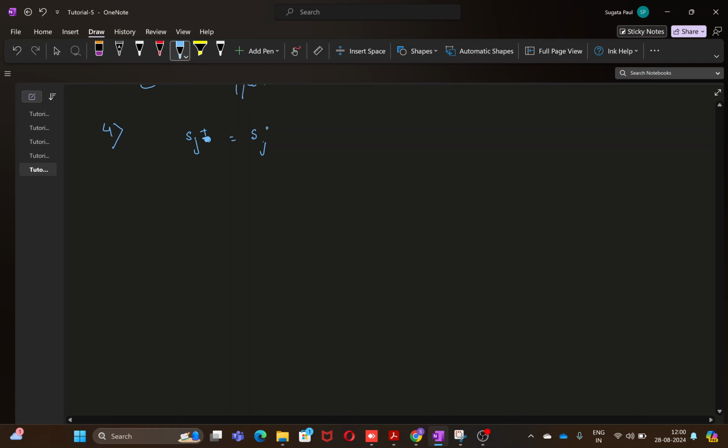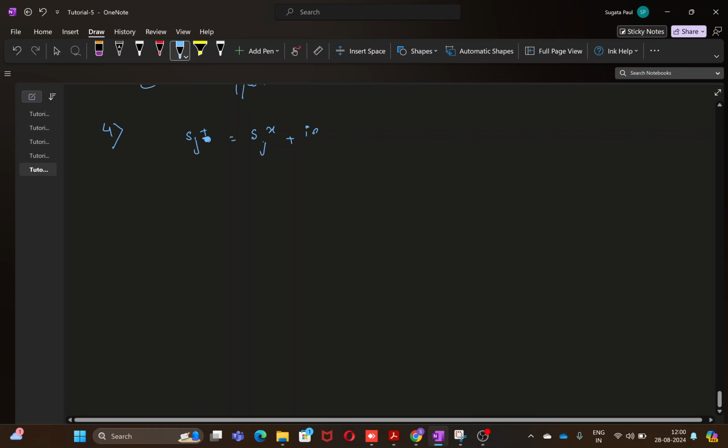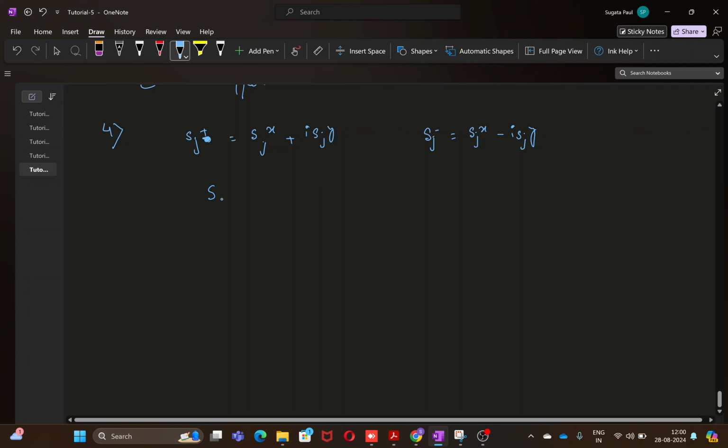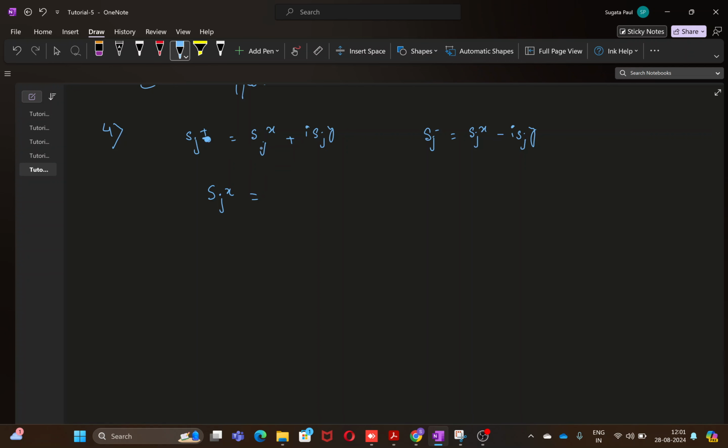This is question number 4, and let me first write down the relation that was given, S_j plus minus equal to, so basically it means let's take one by one. S_j plus equal to S_jx plus i S_jy, and S_j minus equal to S_jx minus i S_jy. So you can separately calculate what S_jx is in terms of S_j plus and S_j minus. This is simple, you just have to add it. So the second term will be cancelled out, only 2 times S_jx will be there.